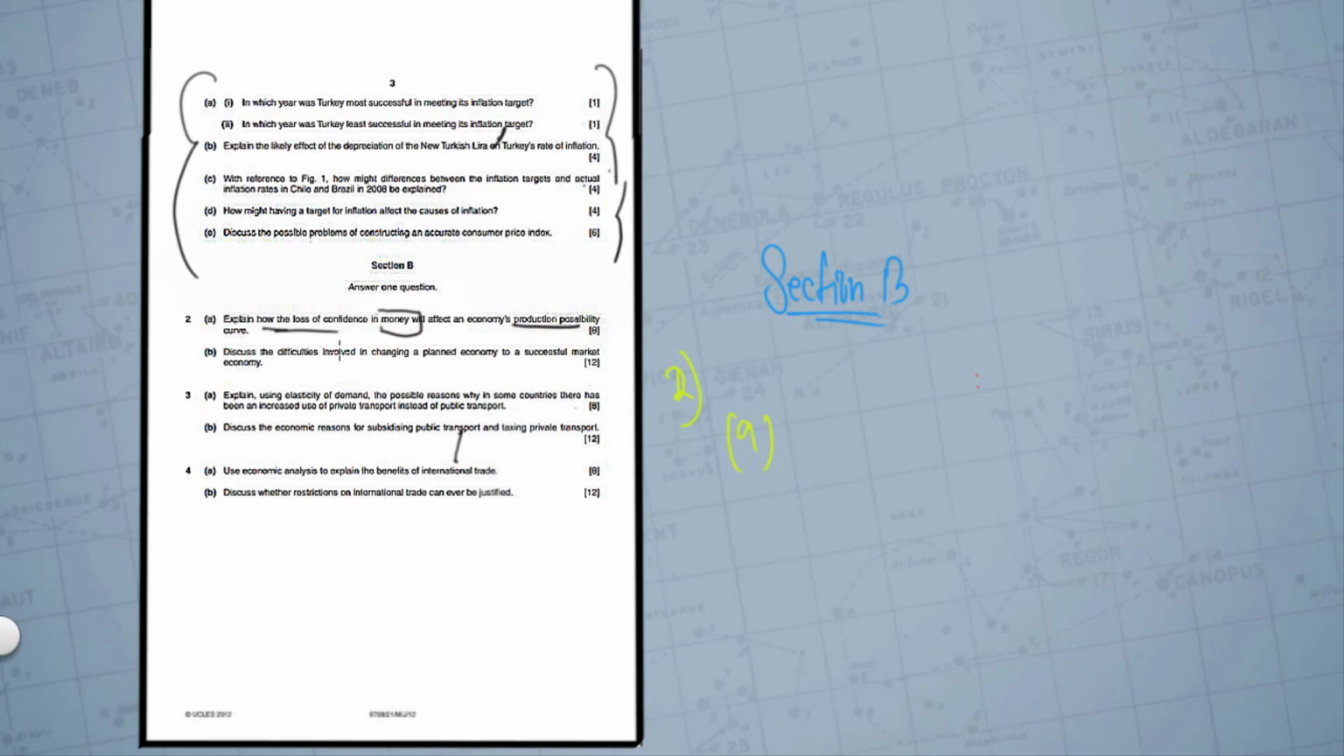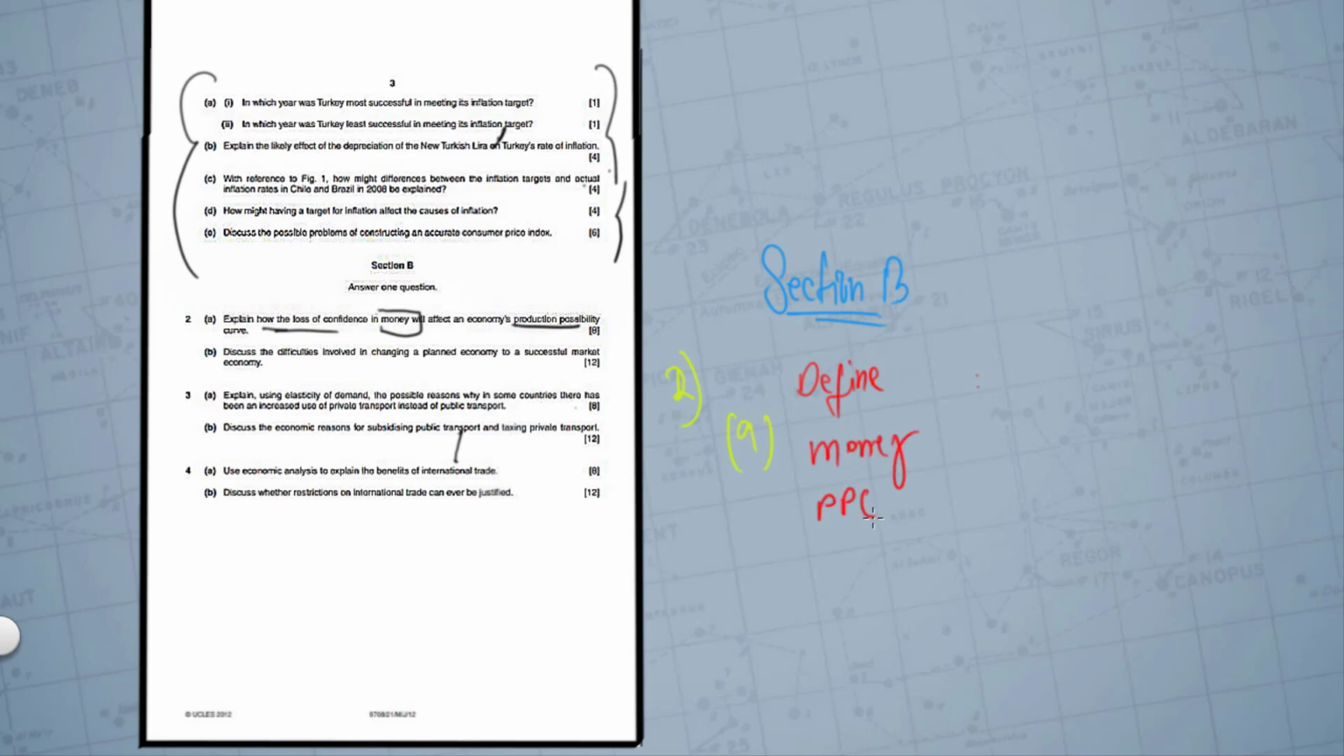Explain how the loss of confidence in money will affect an economy's production possibility curve. From the outset, whenever you get an essay-based question, the first thing you must do is define your terms. Now in this question, there are 2 terms. You have money, and the second term is your production possibility curve.